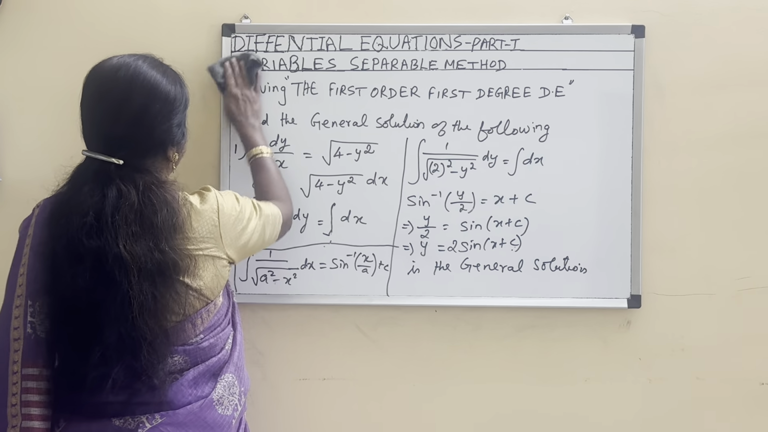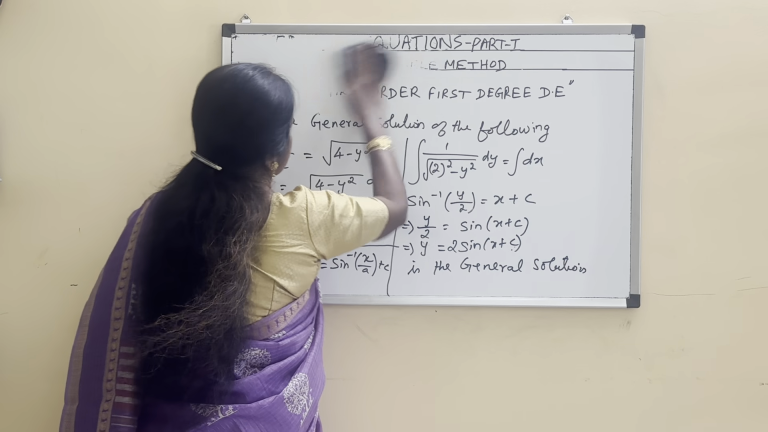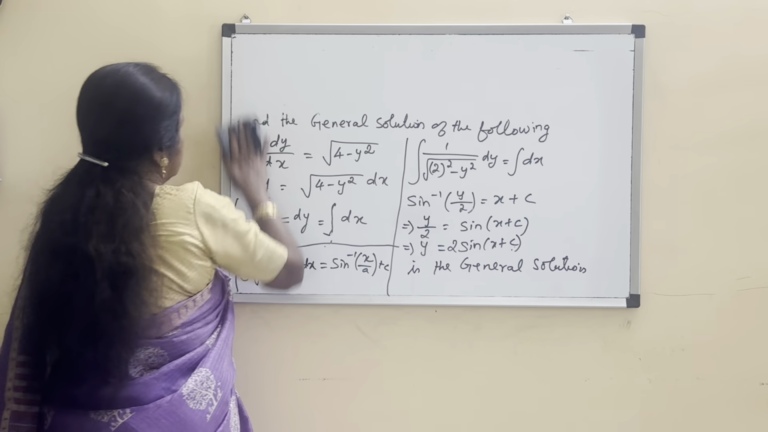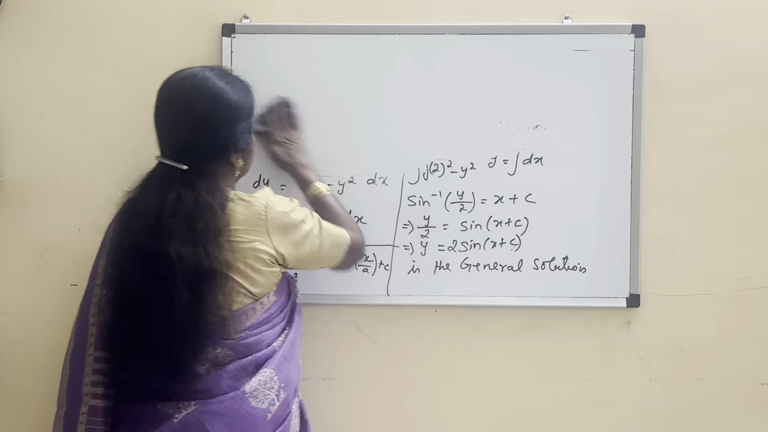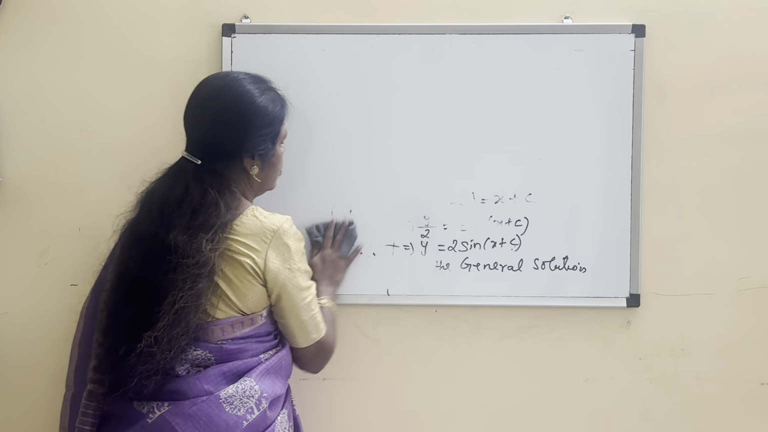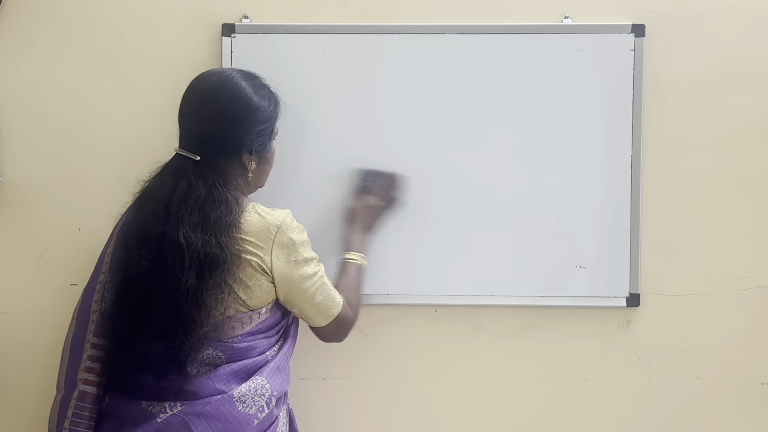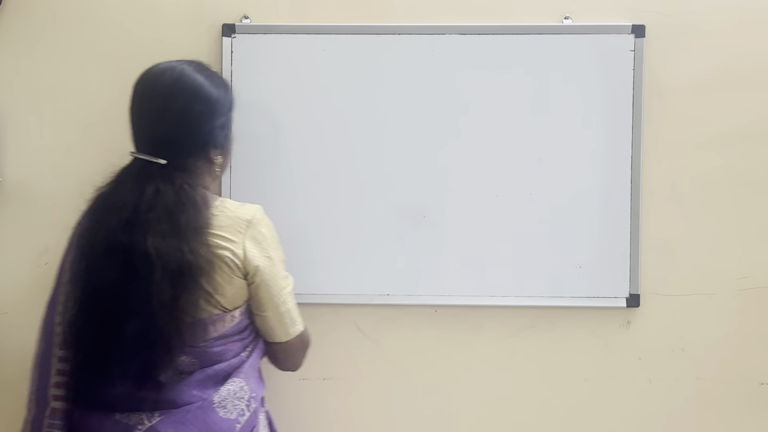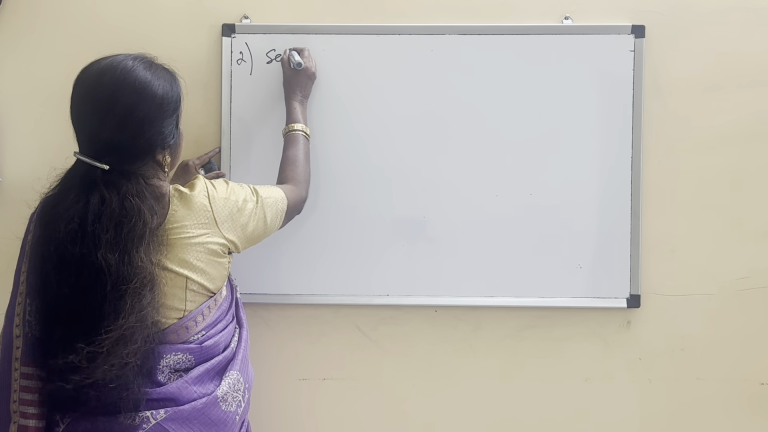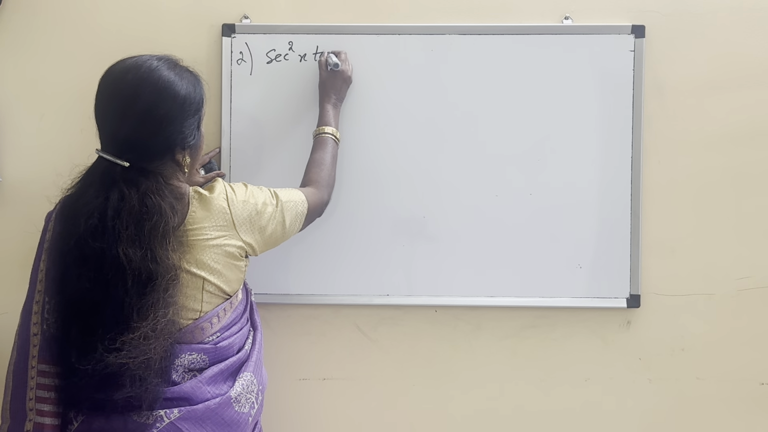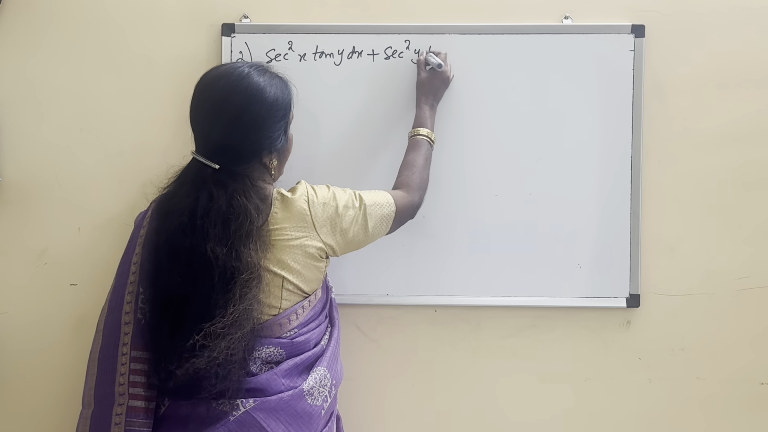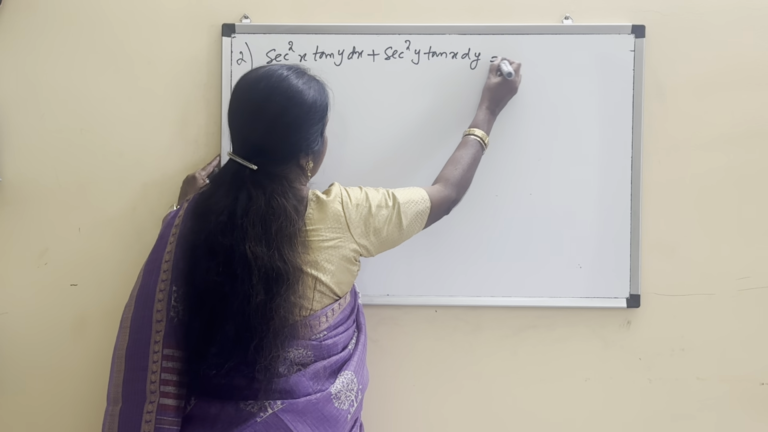Next I am going to select the second question. Now I am selecting the second question, that is, find the general solution of secant square x tan y into dx plus secant square y tan x into dy is equal to 0.